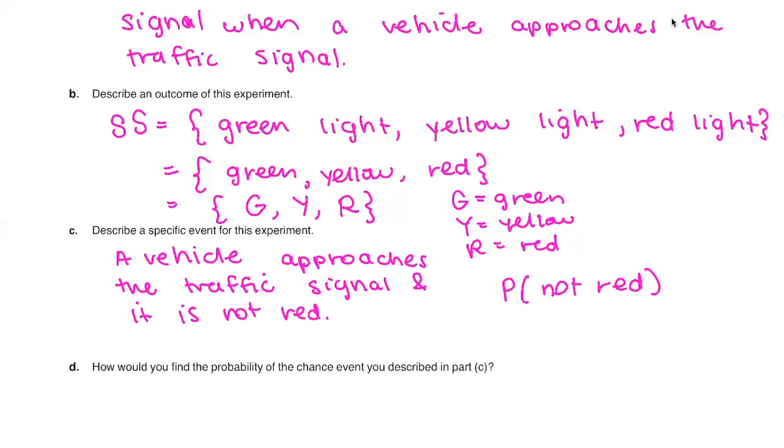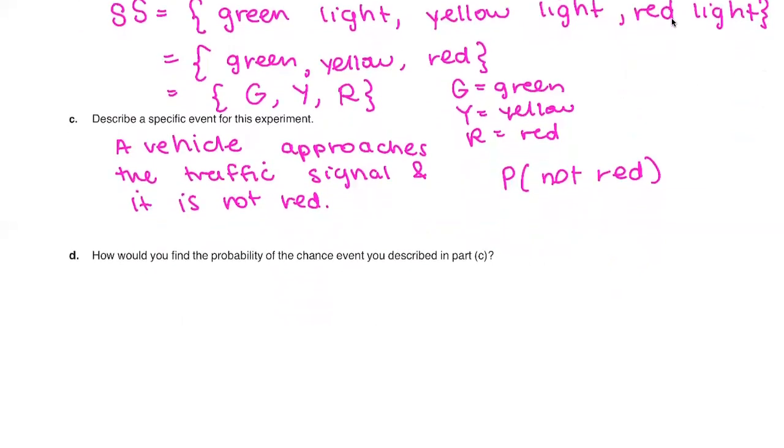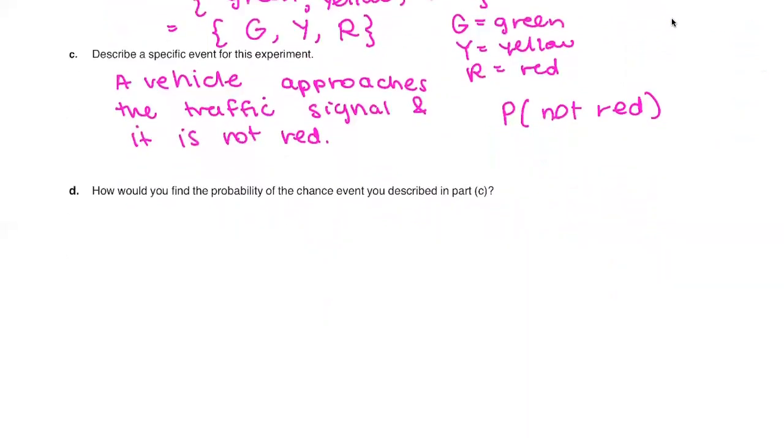For part D, how will we find the probability of this chance event you described in part C? I'm going to show you the incorrect way to calculate this first, then we'll do the correct way. So I'm going to write in big black letters that this is the common mistakes students make.